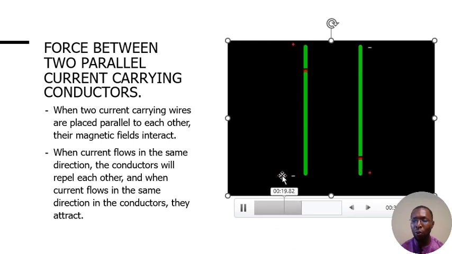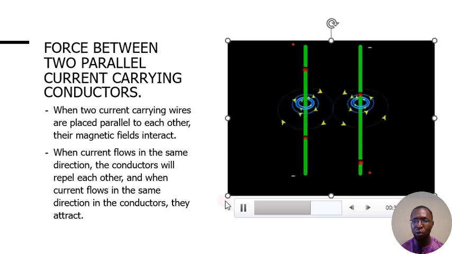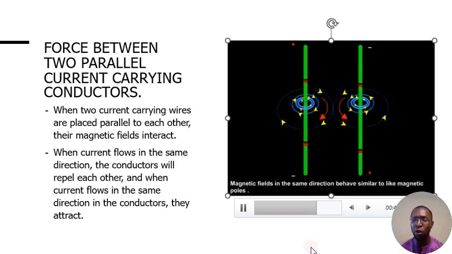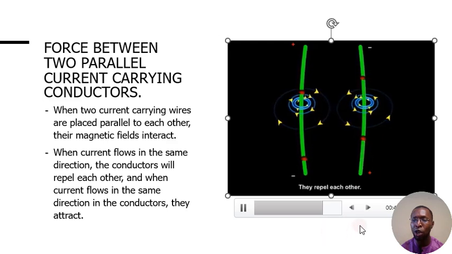But when they're in the opposite direction, in this case, one current is coming down, the other one is going up, there will be repulsion. So there will be a repulsive force. The other one was the attractive force. This time around, there will be a repulsive force. They will repel each other as can be seen in this video.